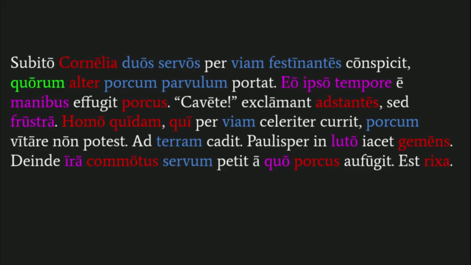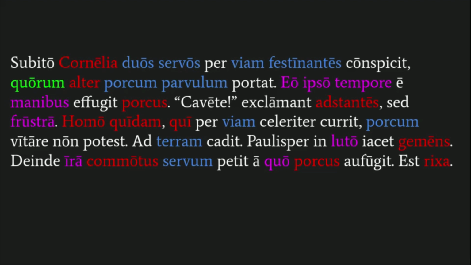Then you have dende, ira commota servum petit aqua porcus offugit, est rixa. So dende means then or next. Komotus is still describing the man, the homo quidam, the man who fell down. So the man moved, right? It means like emotionally moved. Ira is the ablative. It's explaining what he's moved by. He's moved by anger, right? He petit, he looks for the servum, the slave, meaning the one that let the pig go, right? So he looks for the slave from whom, a quo, the porcus, the pig, offugit, ran away or escaped. So he's looking for the person that the pig escaped from.